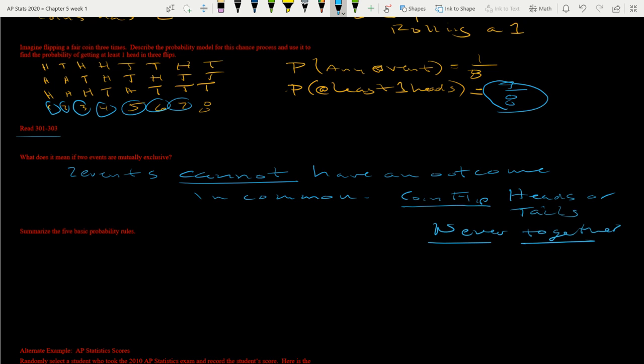So the idea of mutually exclusive is if you're choosing a male or a female, you get a male or a female. The choice isn't together when you're picking things, and there's no outcome that's the same. So that's the idea behind mutually exclusive. They can never happen together.